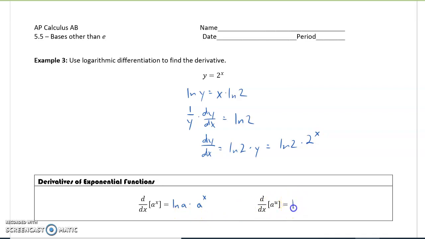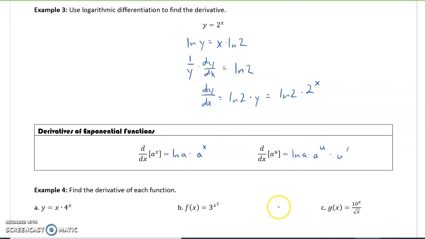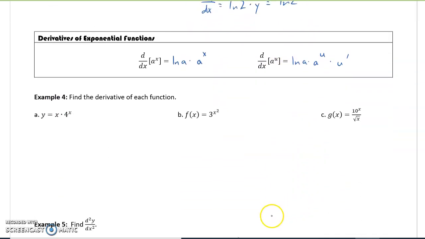And of course, if we want to incorporate the chain rule, nothing to it. We just have a to the u, and then u prime. And again, don't forget to multiply by the natural log of the base, if the base is not e. So yeah, these are going to work pretty much the same way.